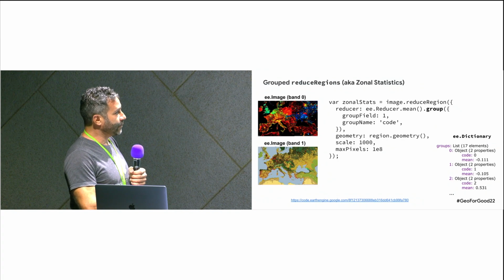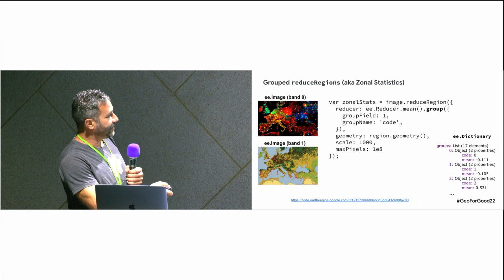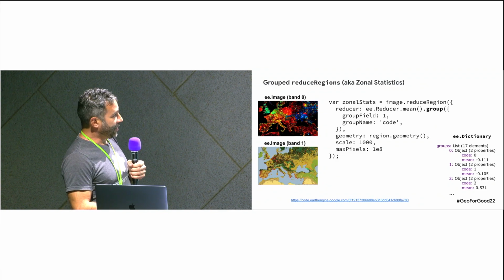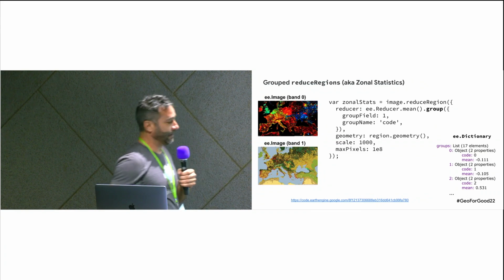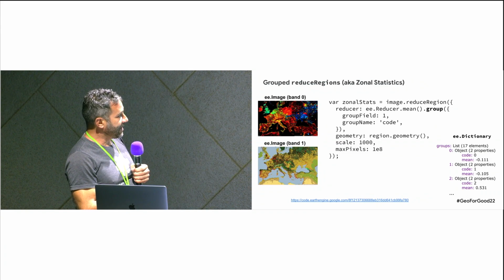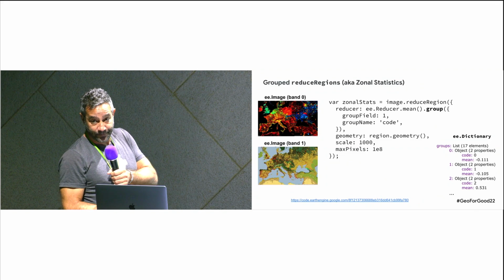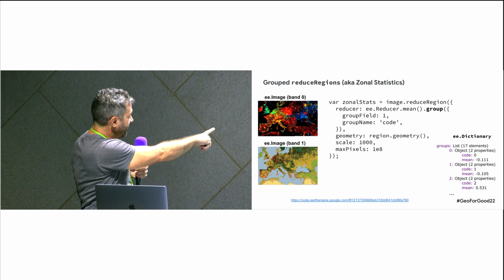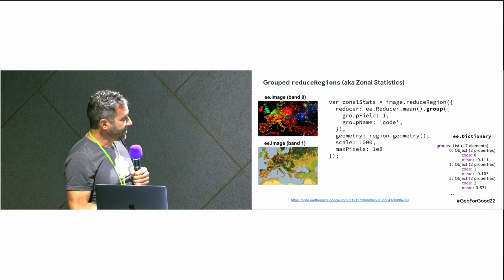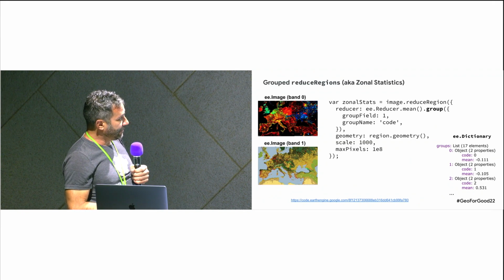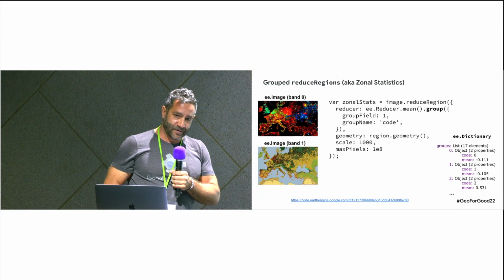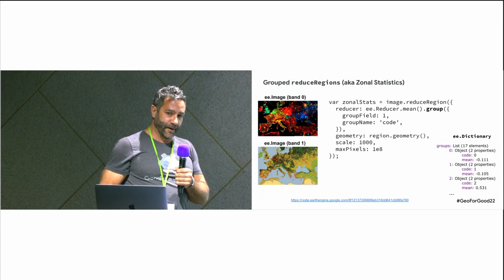So what you want to do is reduce that input image, which again is nighttime lights difference, but there's another band inside that image. It's land cover. And so we set the group field to 1. The input indexed by 1, the nighttime lights difference is 0, the land cover is 1, and that's it. The output of this thing is a little bit weird, though.